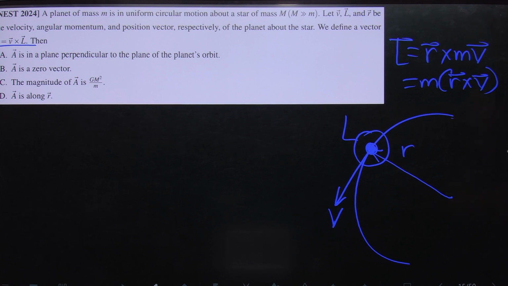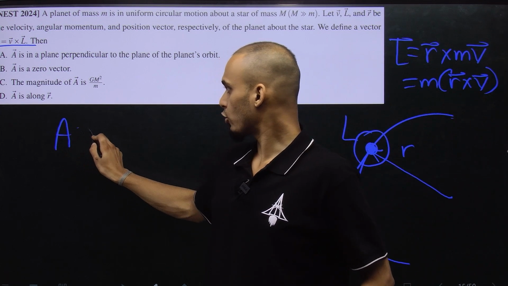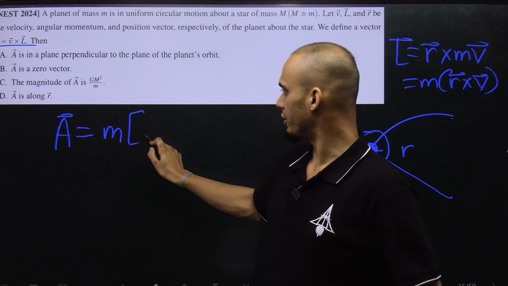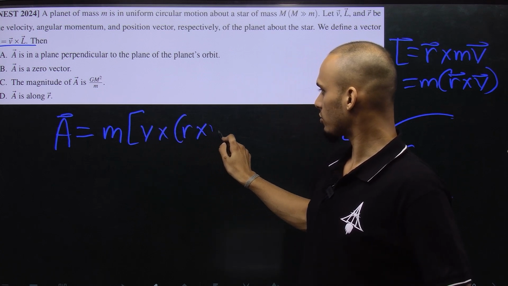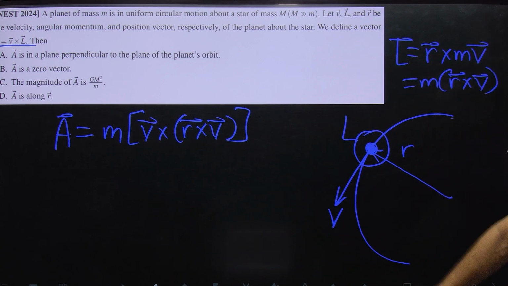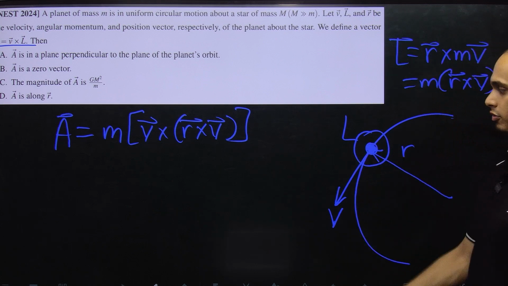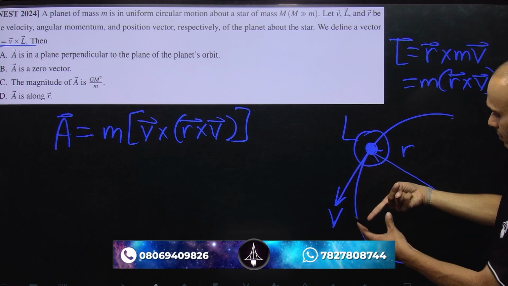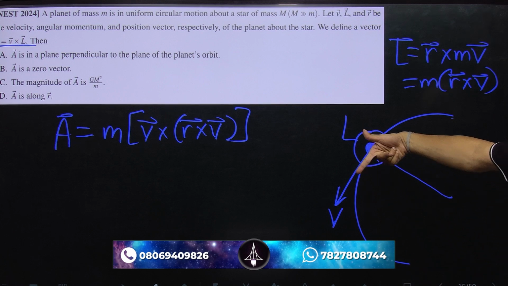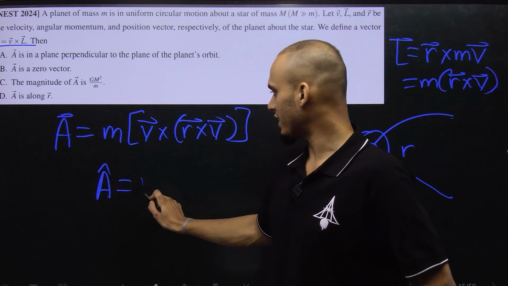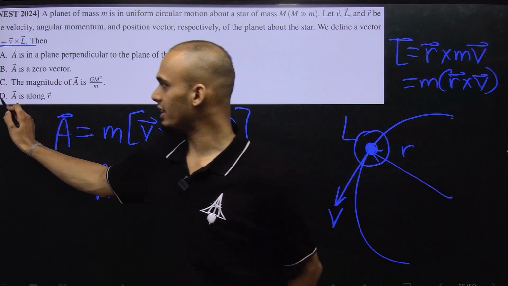Now if we define the vector A to be equal to V cross L, we can take mass outside into V cross product with R cross V. It's the triple product of V, R and V itself. We know the direction of L is outside and the direction of V is along the tangent. So V cross L, we will get the fact that the direction of A will be along R. So the direction of A will be the same as the direction of the R vector. Option D is correct in this case.